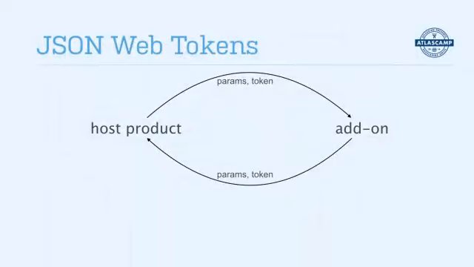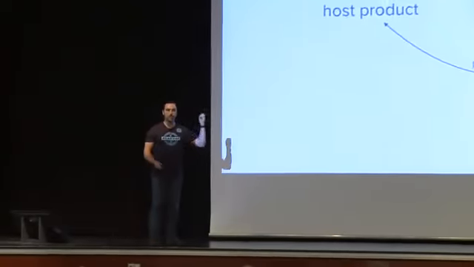So we use JSON web tokens. This is a protocol that you can find out there on the web. It wasn't invented in Atlassian. And each token is a string. You can send it along with the request, and it helps to verify the identity of the sender and that the request wasn't tampered with and that it wasn't replayed at a later date.